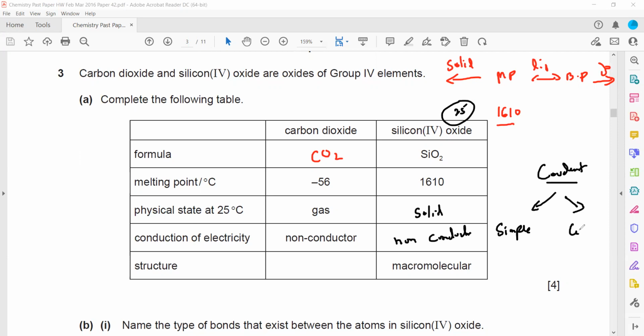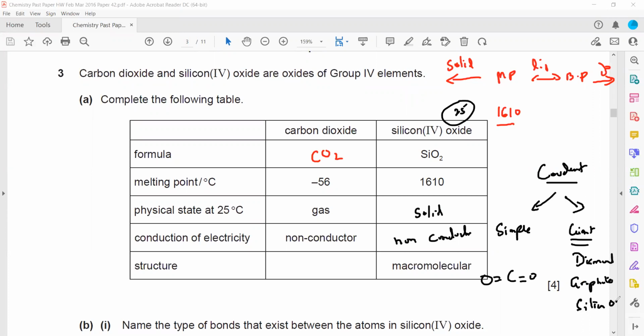Simple molecular means which has a finite number of atoms, like in carbon dioxide, there is one carbon and two oxygen atoms. So how will you identify the structure? Remember, in your course you learned three giant covalent structures. Which are the three? You studied diamond, graphite, and silicon 4 oxide. So these are the three giant covalent structures. Any other covalent substance given will be simple molecular or simple covalent structure. Why simple? Because it has a finite number of atoms.